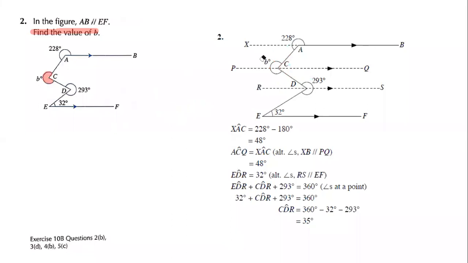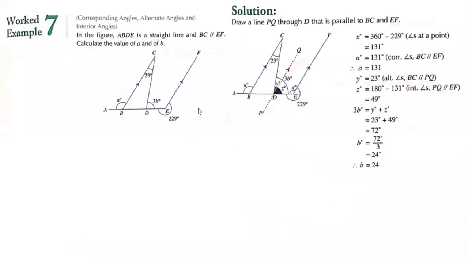I hope that this is now clear to you all. Now we will go to solve some more questions from the exercise. So this is another worked example which has already been solved, but I am going to break it down for your understanding. What we see here is that these are two lines which are parallel to each other.